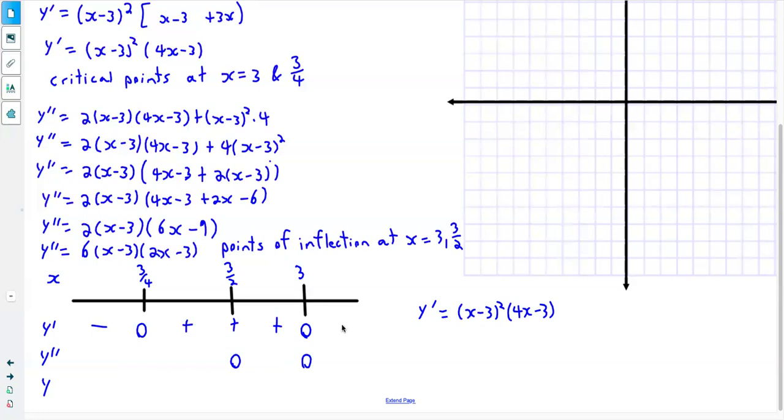Now, if we go something larger, let's say 4, once again, this would give me a positive, but if I put positive in here, 4 times 4 is 16 minus 3, so positive times a positive does give us a positive.